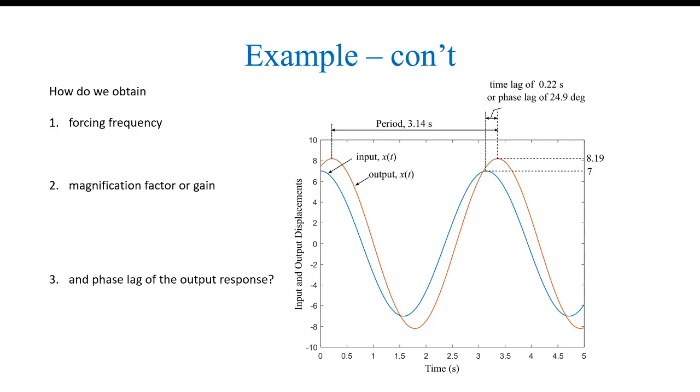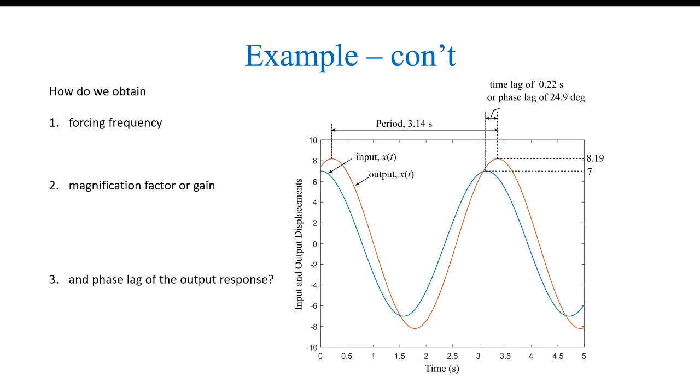And then the response lags behind the input. The input has a peak first, then 0.22 second later, the output will have a peak. So it has a time lag of 0.22 second that corresponds to a phase lag of approximately 25 degrees. How did I calculate this? This is calculated by the following method.